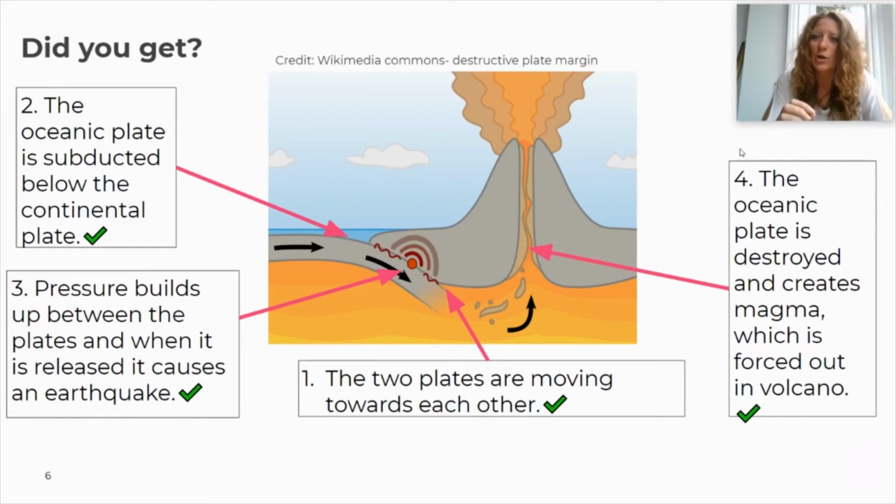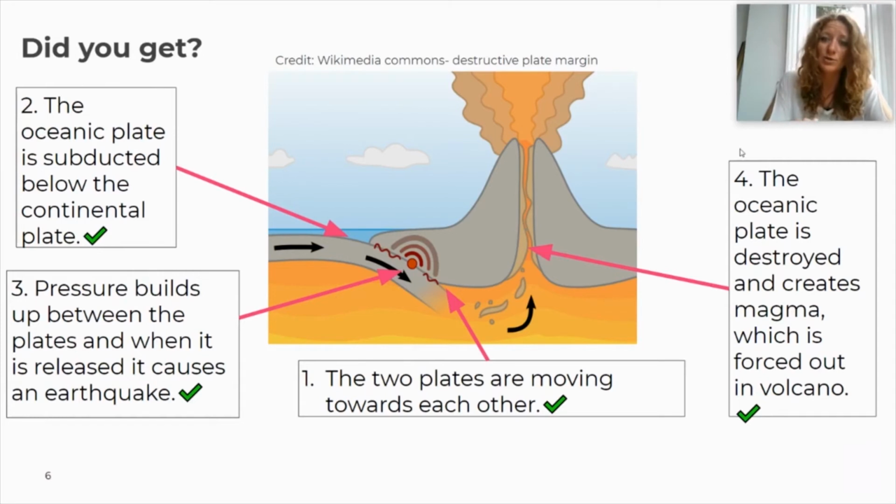So I've labelled that, annotated that at the point where that is happening on the diagram. Then, pressure builds up between the plates, and when it is released, it causes an earthquake. Now, if you have a look on that diagram, that actually shows us the focus of the earthquake, so where the energy is actually released from. And you can see that the little squiggly red lines, that's what they signify. So that shows us that that's where an earthquake would take place. Then the last part of the diagram, the oceanic plate is destroyed and creates magma, which is forced out in the volcano. So I've added that directly to the part of my diagram that has the volcano.